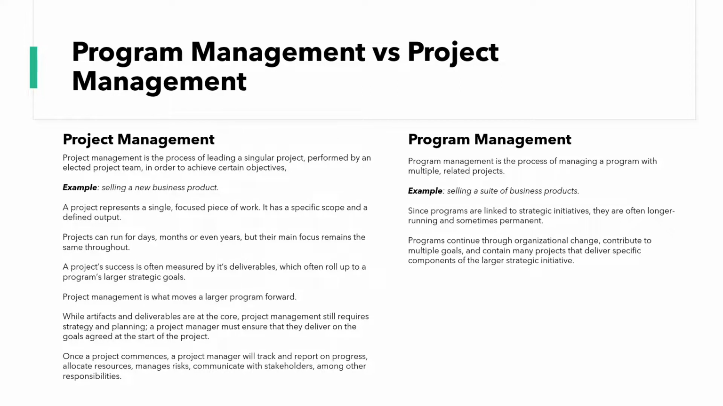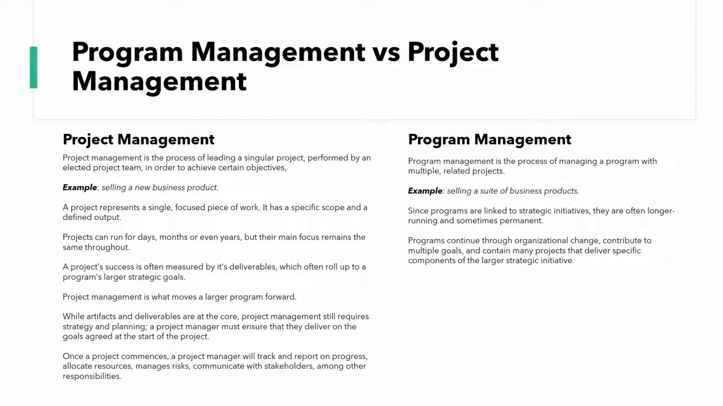So now we're going to look at the differences between program management and project management. We're first going to look at project management because it is often seen as the core, or what kind of rolls up into program management. So let's start with that. Project management is the process of leading a singular project, that word singular being very, very important here. Projects are often performed by an elected project team, and the purpose of doing so is to achieve certain objectives.